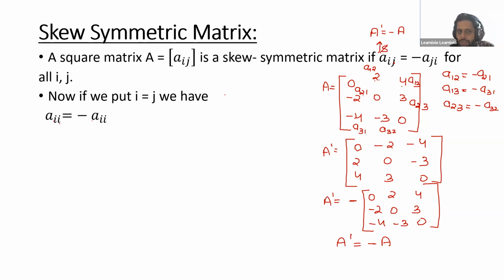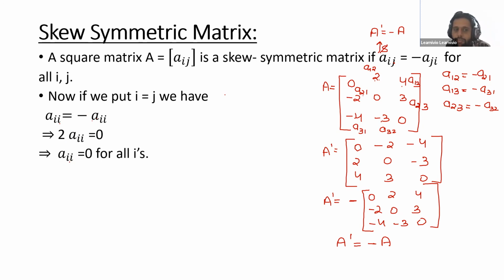Now shift this part to the left side. Shift this part to the left side, then what will you get? You will get 2Aii is equal to 0. Okay, then shift this 2 to the right side, you will get a 0. So that means we are getting Aii is equal to 0 for all i.